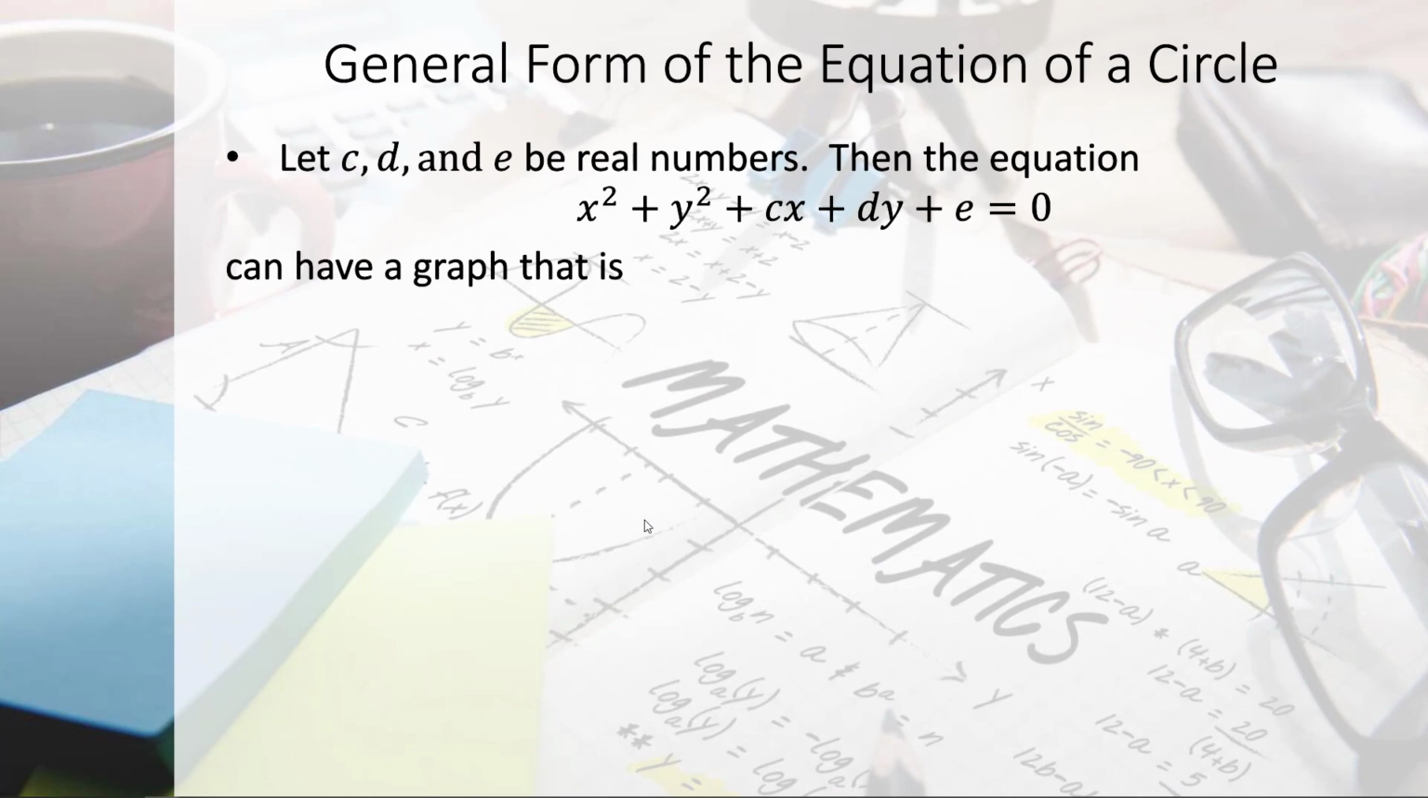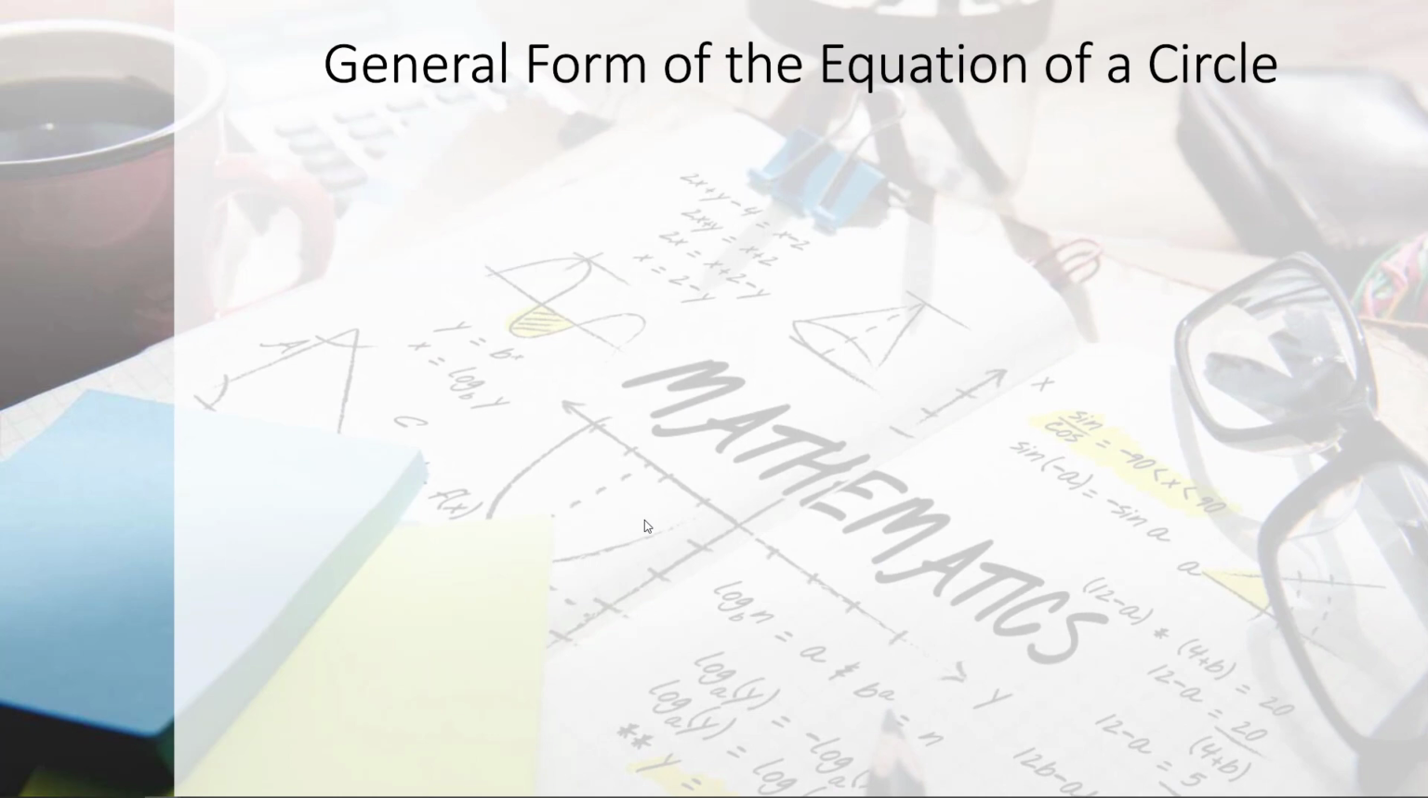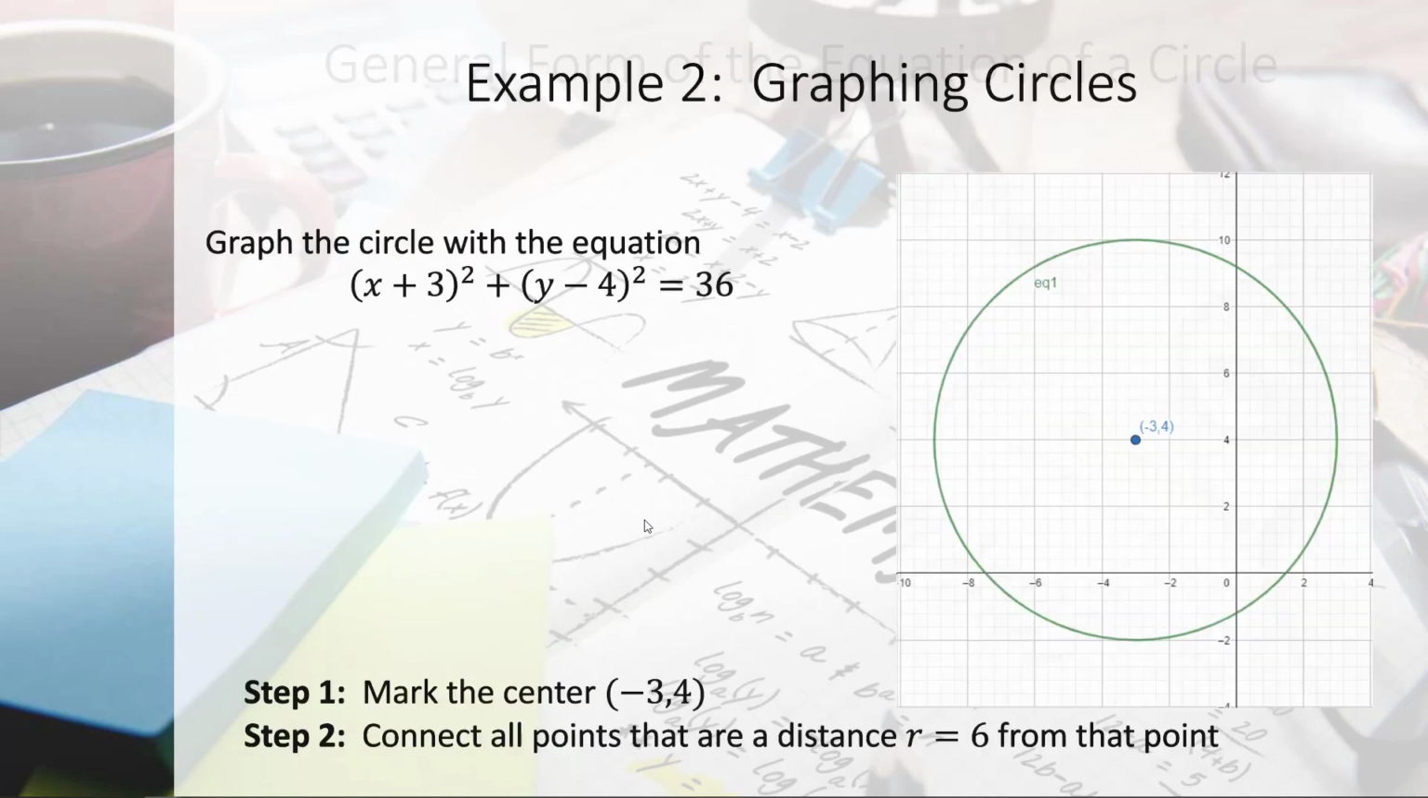We now want to look at the general form of the equation of a circle. Now, how do you get that? Well, let's come back over here and look at this. We have x plus 3 squared plus y minus 4 squared is equal to 36. Well, the first thing we want to do is expand this.